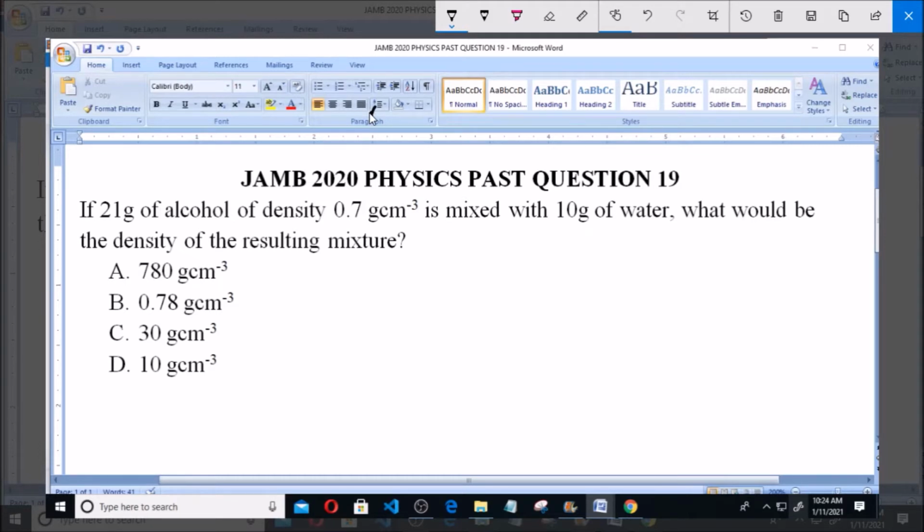If 21 gram of alcohol of density 0.7 gram per cm cube is mixed with 10 gram of water, what would be the density of the resulting mixture? A. 780 gram per cm cube. B. 0.78 gram per cm cube. C. 30 gram per cm cube. And D. 10 gram per cm cube.